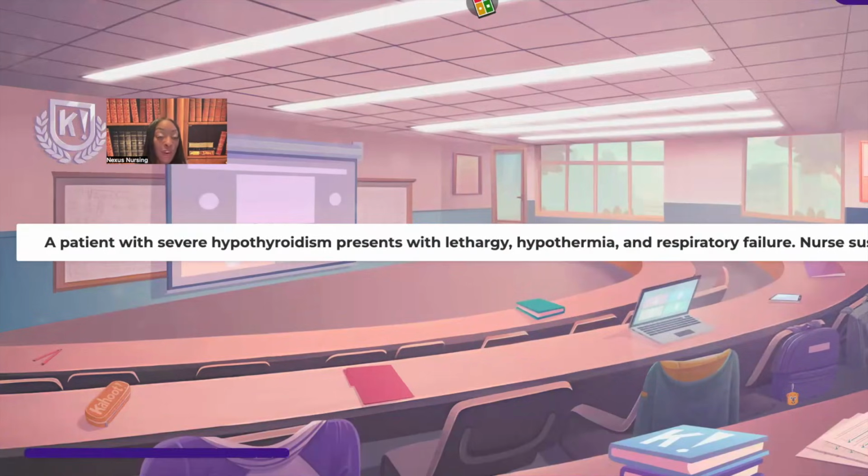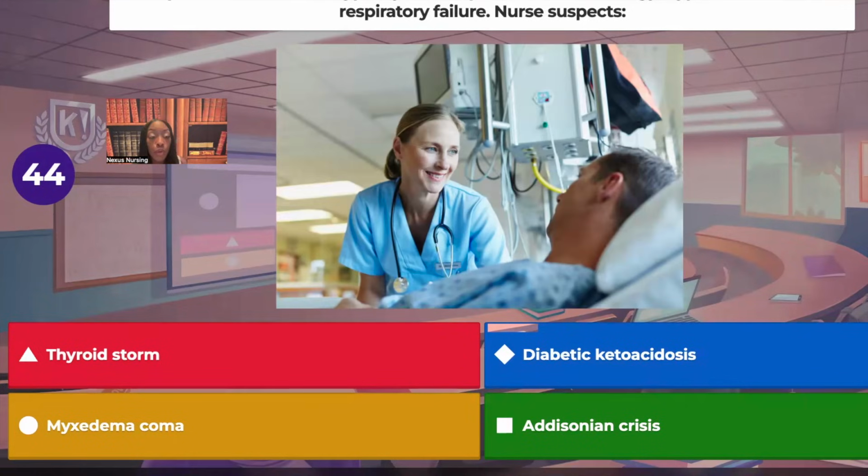A patient with severe hypothyroidism presents with lethargy, hypothermia, and respiratory failure. What are you, as a nurse, going to suspect? Thyroid storm, DKA, myxedema coma, or Addisonian crisis?